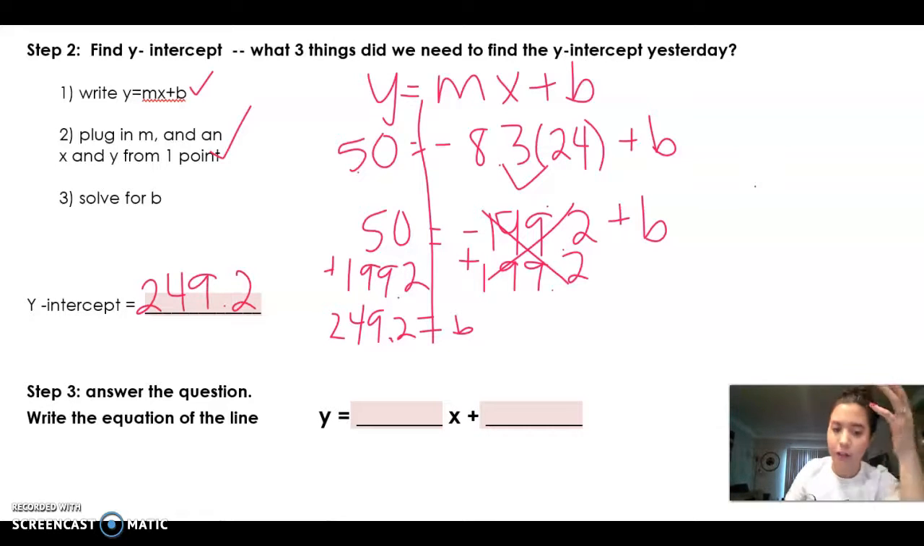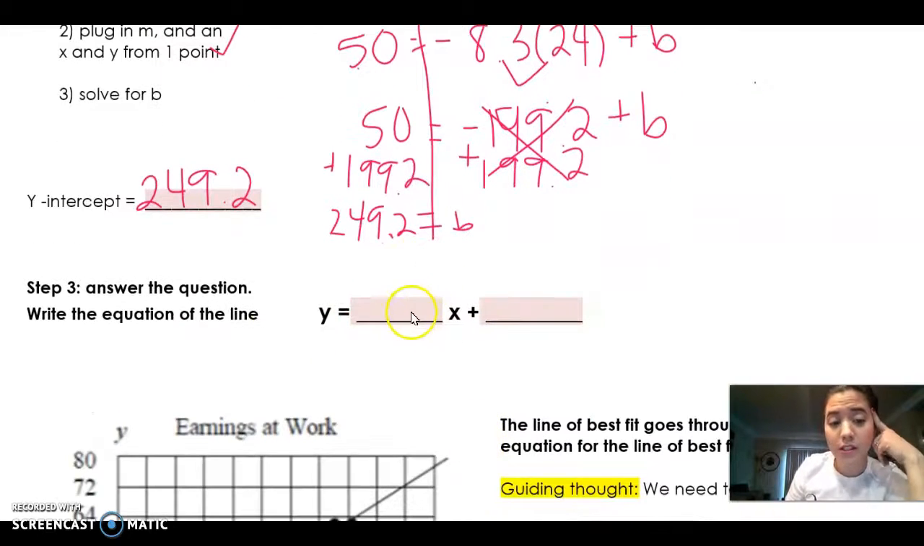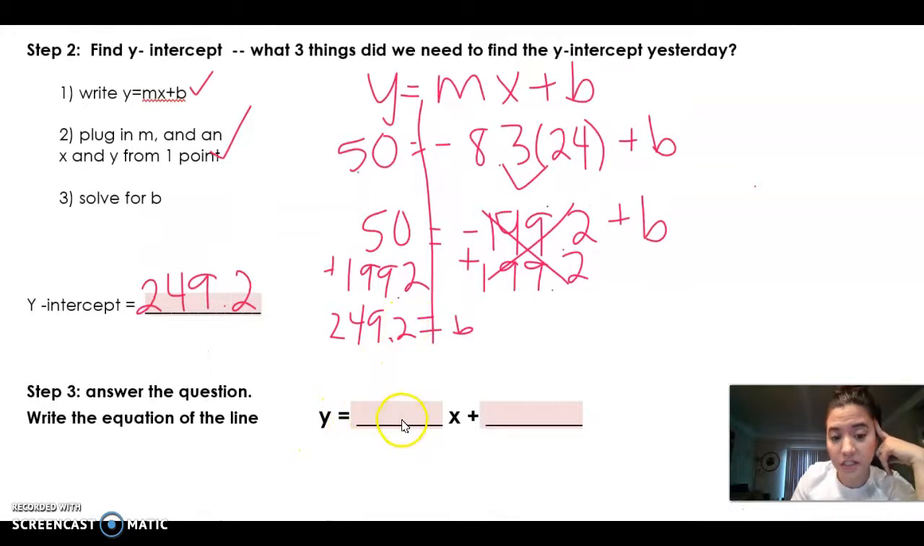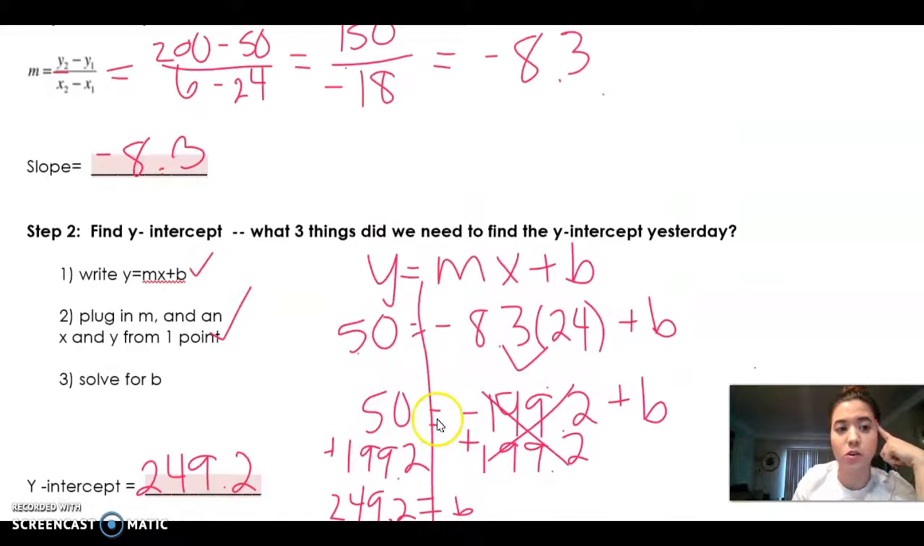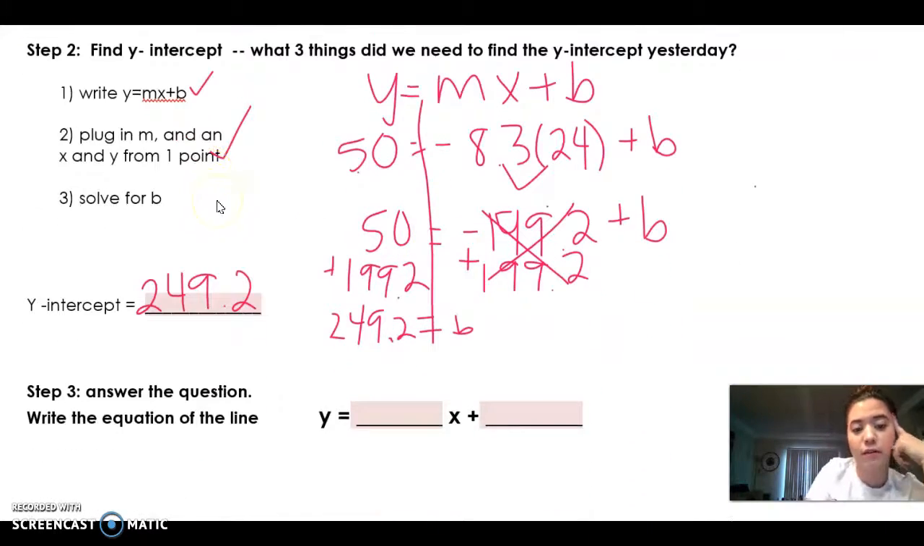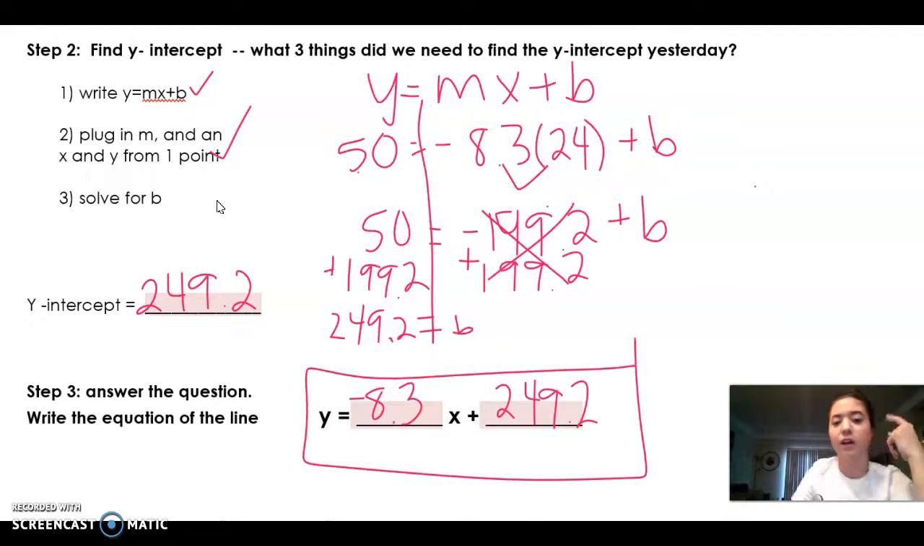And then now we create the equation. So when we create our equation, again, every equation has a y and an x. It's important to get this memorized that the equation of a line is y equals mx plus b. So we have to plug in our m for our slope and then our b for our y-intercept. So our slope that we found was negative 8.3. And then our y-intercept that we found was 249.2. Voila, there's the equation of our line.